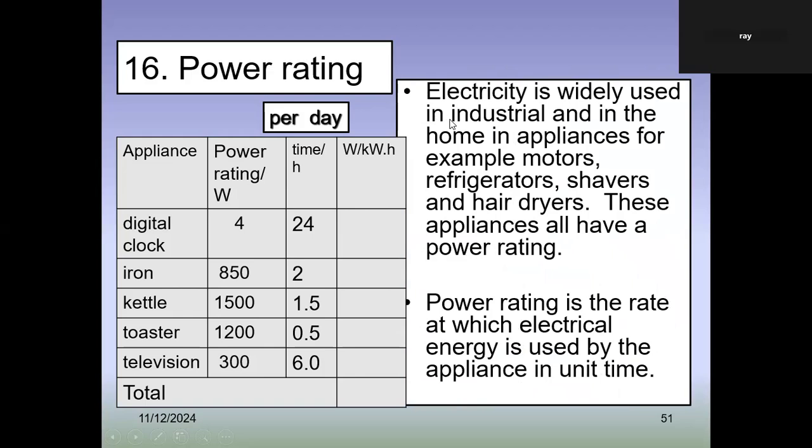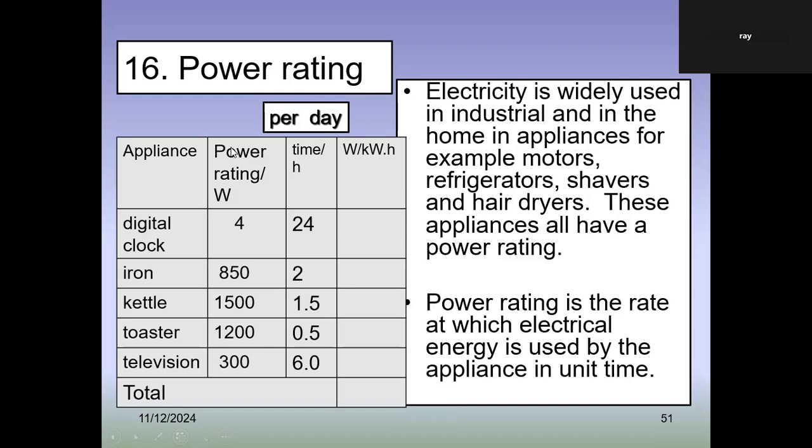Electricity is widely used in industry and in home, in appliances, for example, motors, refrigerators, shavers, and hair dryer. These appliances have a power rating. Right? Each of them has how much energy it consumes. Power rating is the rate at which electrical energy is used by the appliance in unit time. Right? This is the 850 joule is used in 1 second.